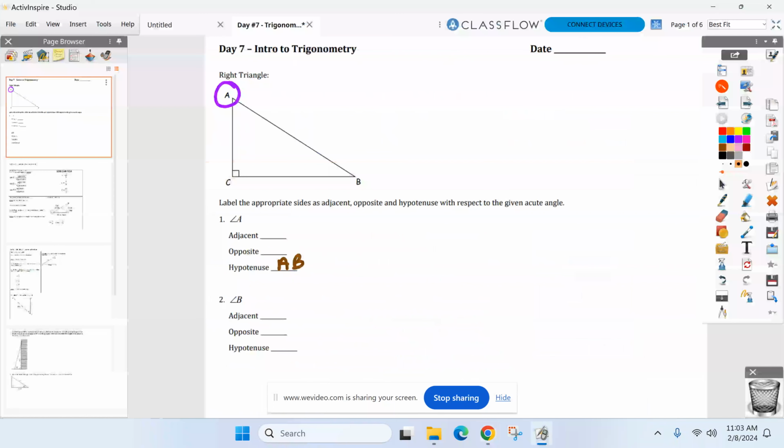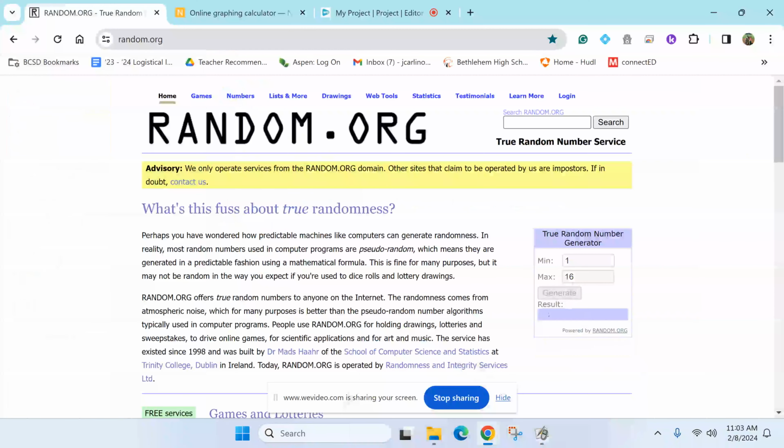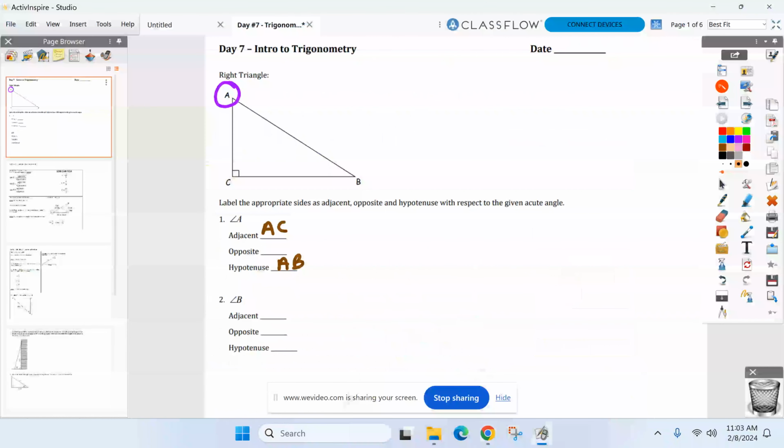Matt? AC. AC, good. And now I'll also be asking for an opposite side today and all week. The opposite to angle A. What side is opposite, across from angle A? Olivia? CB. Good.